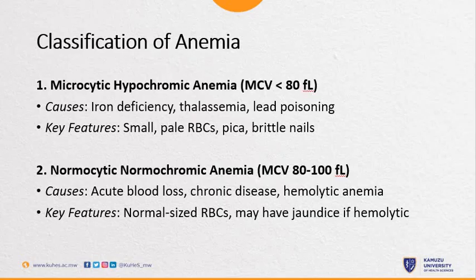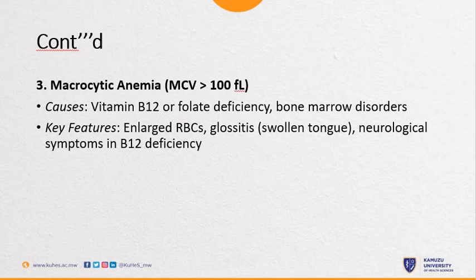And then the final one is macrocytic anemia, where the MCV is greater than 100 femtoliters, and the causes include vitamin B12 or folate deficiency and bone marrow disorders. Key features include enlarged red blood cells, glossitis or swollen tongue, and neurological symptoms in B12 deficiency.